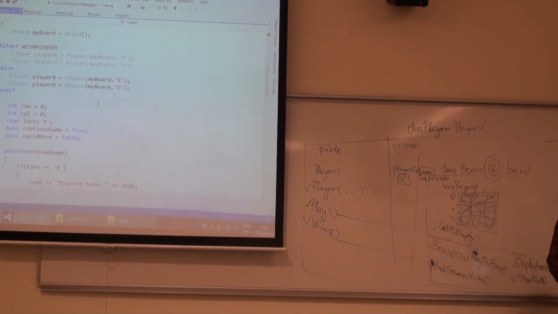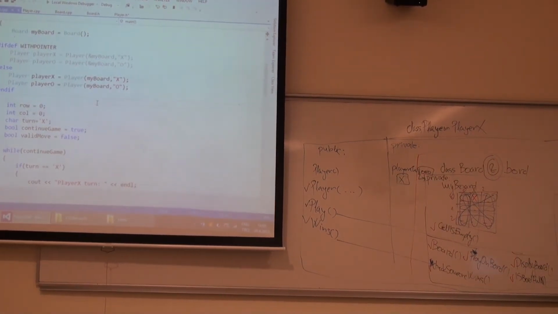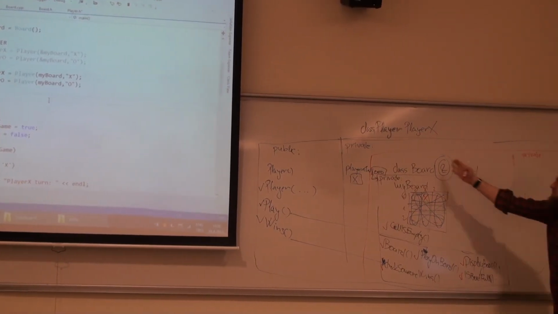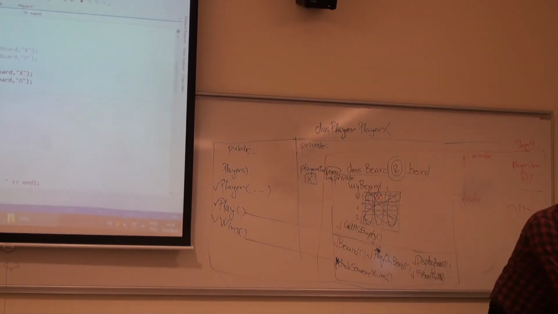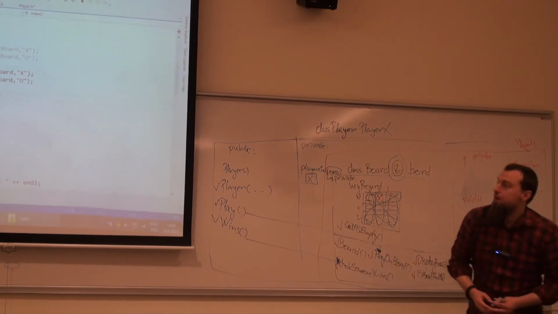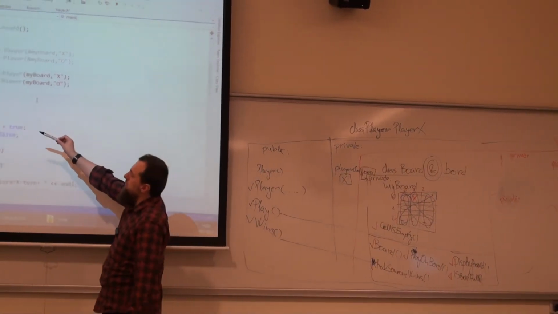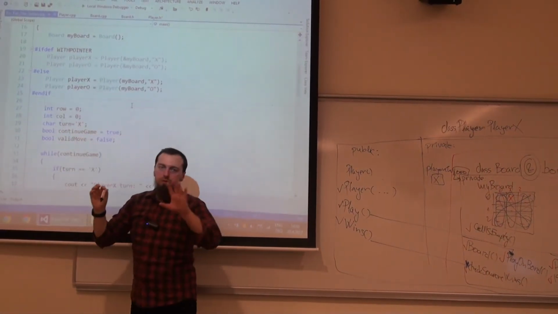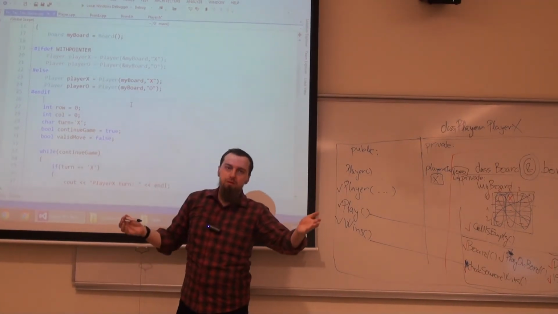For player Y, the character is 0. And we put them here. Of course, they share the board. Now, I start with row 0, column 0. And initially, it's always the turn of the X. This is how the game works.